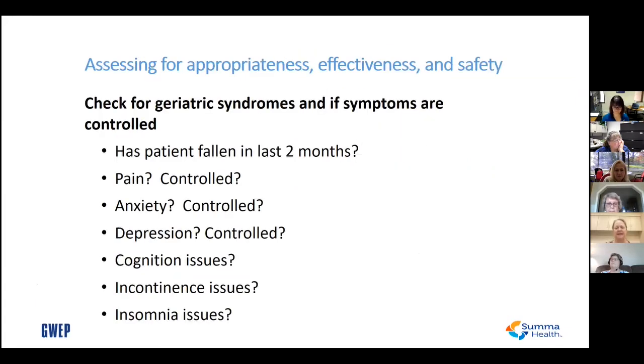And then we want to screen for the geriatric syndromes if they haven't already been screened for. Oftentimes, side effects of medications will contribute to these geriatric syndromes. So these are the common things that we screen for: falls, pain, anxiety, depression, cognition issues, incontinence issues, insomnia issues. Very common things we see in our older patients, and also very common side effects. Some of them are for medications as well. Next slide.